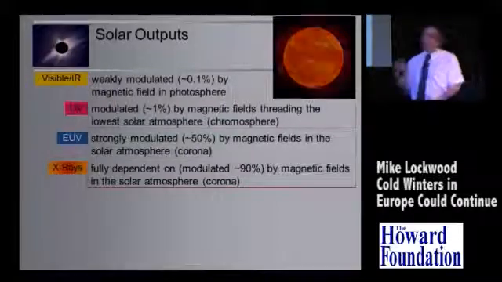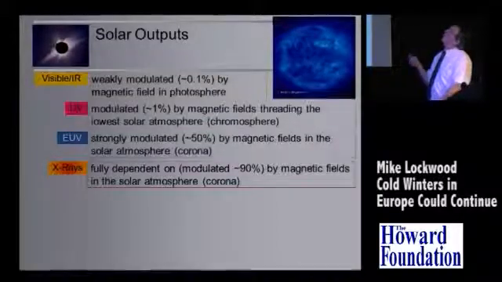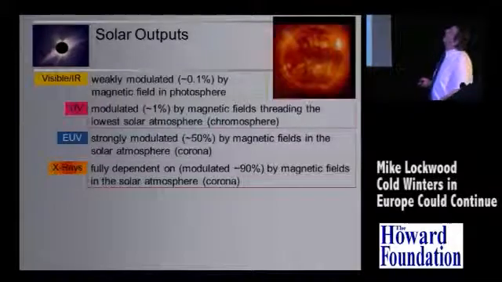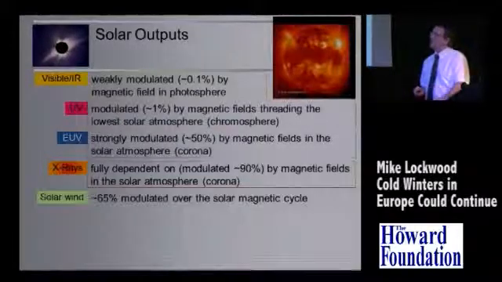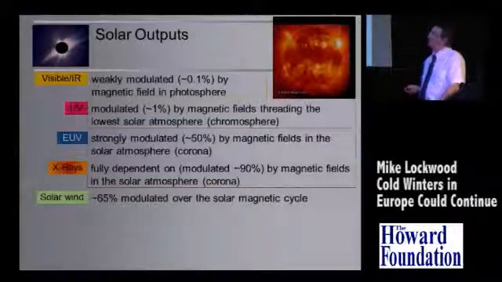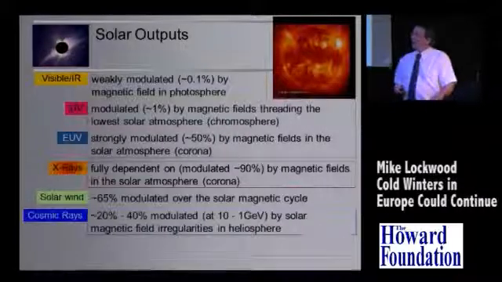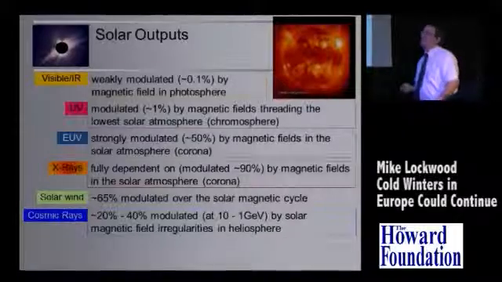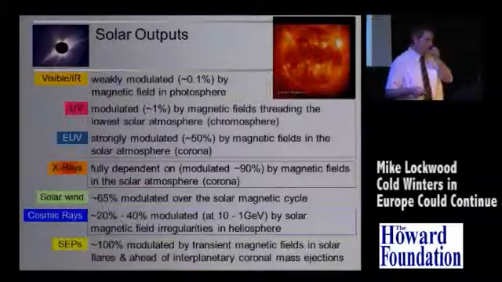This actually, by the way, is an image of the sun seen in those different wavelengths. The very high temperatures at the shorter wavelengths that it's moving to now, the last plot will be the X-ray sun. They actually drive another output of the sun, the solar wind. This is thermal plasma, temperature about a tenth of a million degrees, and it's about 65% modulated over the solar magnetic cycle. The cosmic rays depend on the energy of cosmic ray you're talking about, but something like 20 to 40% modulation depending on the energy. And lastly, there are things called SEPs.